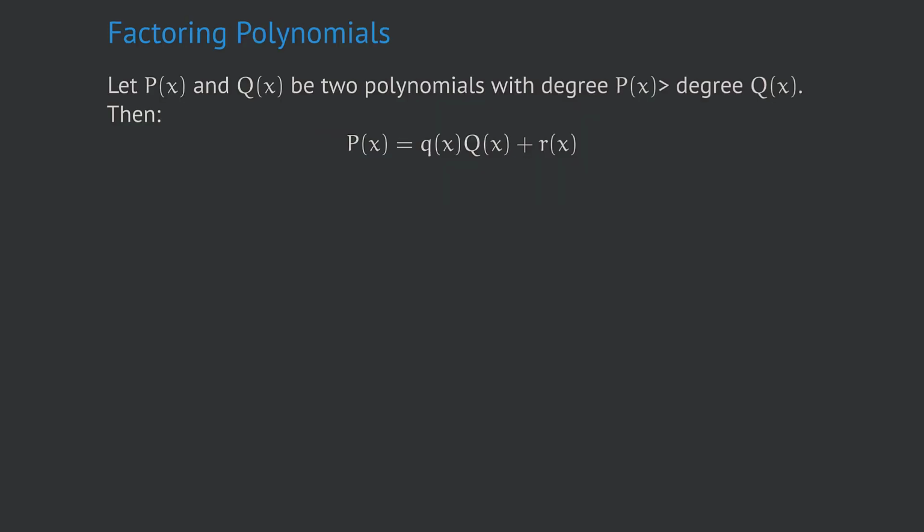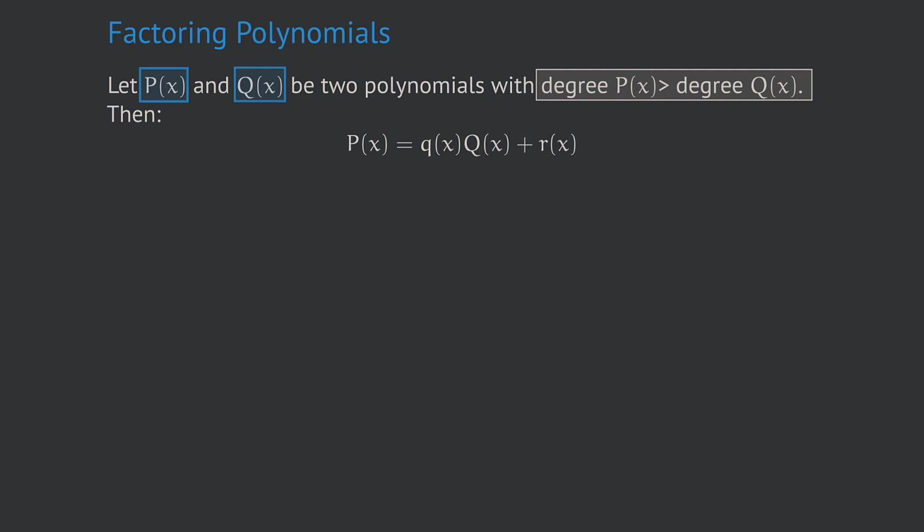But now let's stay a little abstract for a minute. We want to talk a little about how to factor polynomials. That means how to write polynomials as a product of other polynomials of lower degree. Let's say we have 2 polynomials, we call them p and q, such that the degree of p is strictly greater than the degree of q.